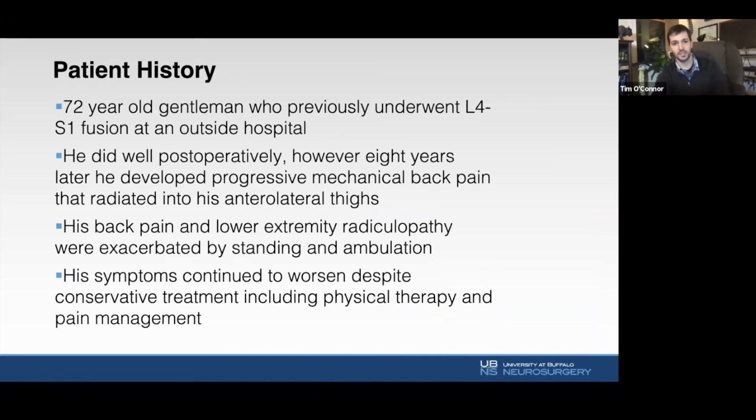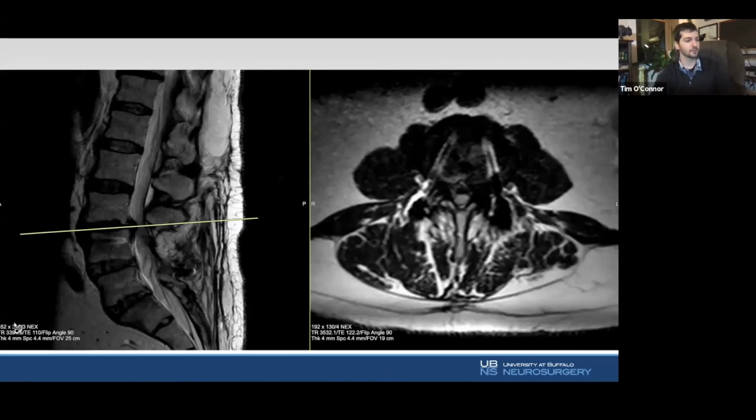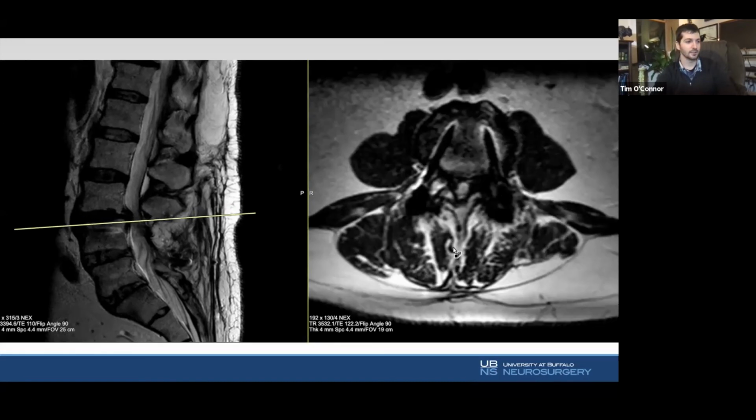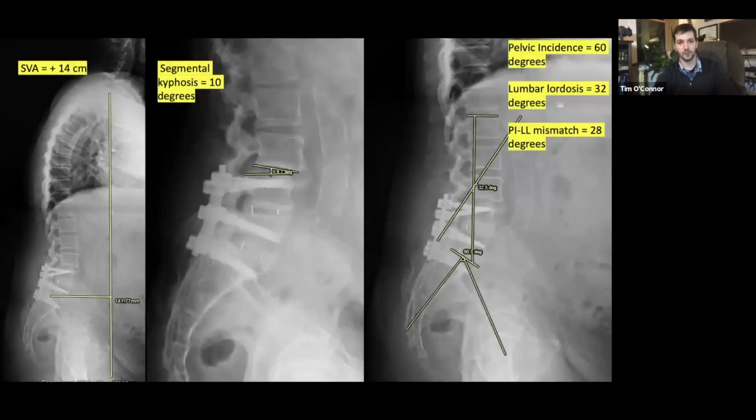S1 fusion at an outside hospital, did well, but 8 years later developed progressive mechanical back pain. Back pain and lower extremity radicular pain were exacerbated by standing and ambulation, and his symptoms continued to worsen despite conservative treatment. And so here you can see an MRI with an axial cut at L3-4 demonstrating adjacent segment disease above his prior construct. And this is just another cut slightly lower.